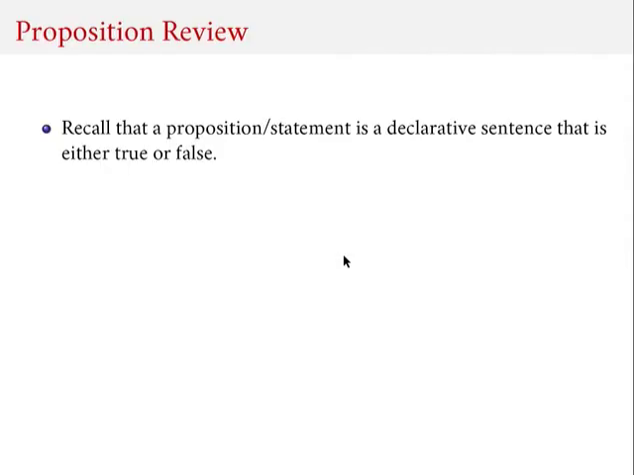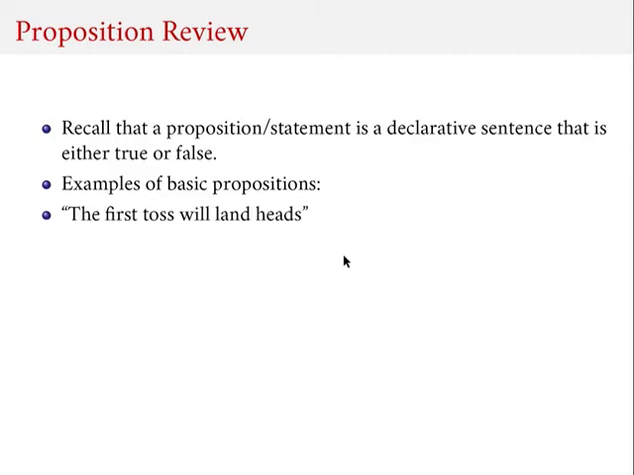So I want you to recall that when we were talking about sentences of our formal language, we were talking about propositions or statements that correspond to declarative sentences of natural language that are either true or false. So here are some examples of basic propositions or basic sentences. The first toss will land heads. This is a basic statement which is either true or false. And this is a kind of basic atomic sentence that we would talk about in the language of our deductive logic. And similarly, we don't have to be talking about things like tossing coins. We can talk about anything. So another basic sentence is, for instance, that you will pass this class.